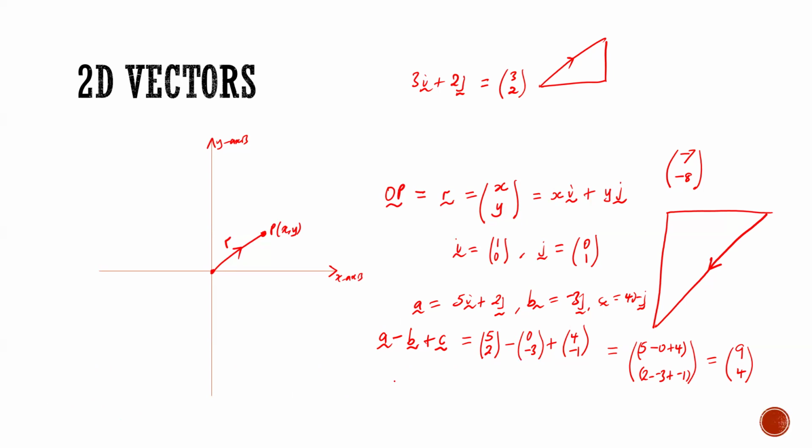For scalar multiplication, if we had to get 2A, for example, this would simply be 2 times 5i plus 2j. The 2 multiplies everything inside, so this becomes 10i plus 4j. So the scalar multiplies the individual components.